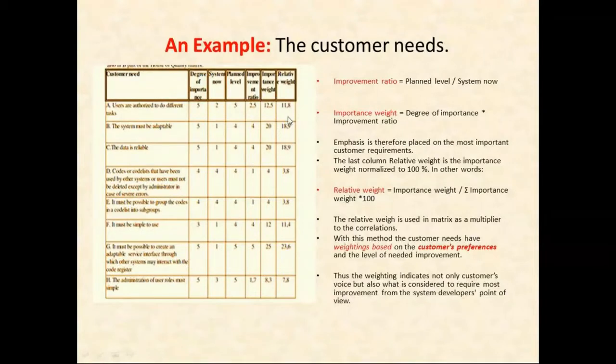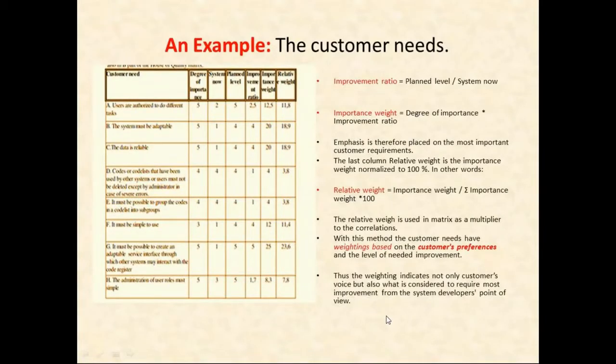Similarly, we will be calculating for the technical requirements, and then we will be doing the relationships in the correlation matrix at the roof, and in this way we can solve the HOQ, that is the house of quality. Thus the weighting indicates not only the customer's voice, but it also considers the requirements that are most important from the system developer's point of view as well. So it involves the whole organization as such.